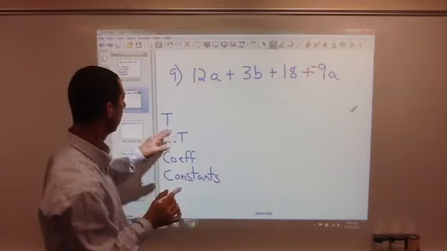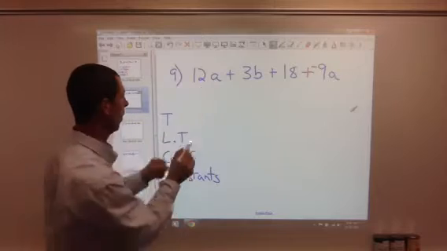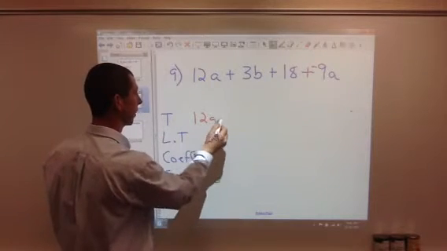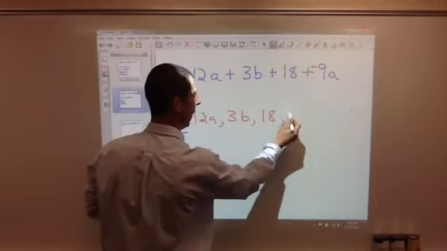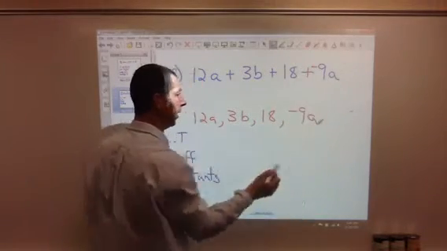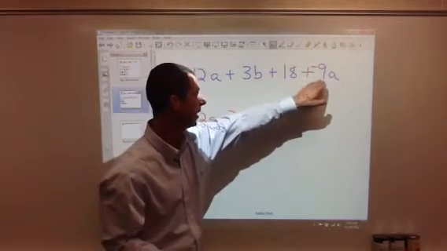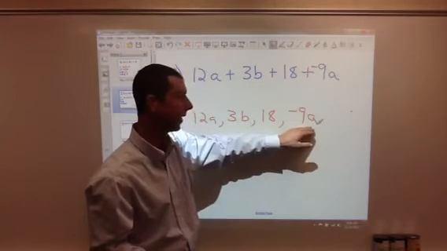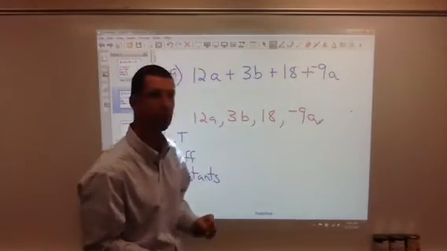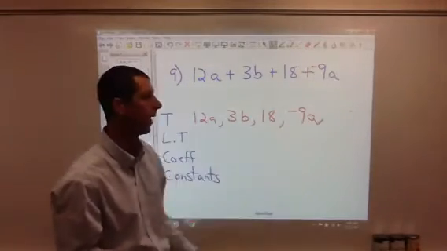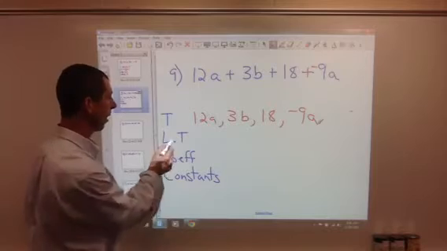Okay, now let's pick out the terms. So we start right here, 12a, 3b, 18, and negative 9a. You can see the importance of adding the opposite here. That makes it negative 9a for this term. Okay, if you forget to add the opposite, you're probably going to put 9a there and you're going to have it incorrect.